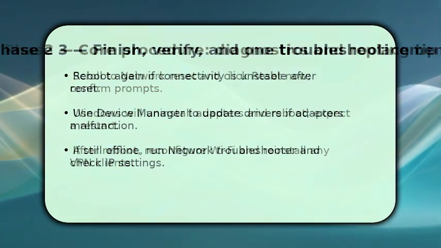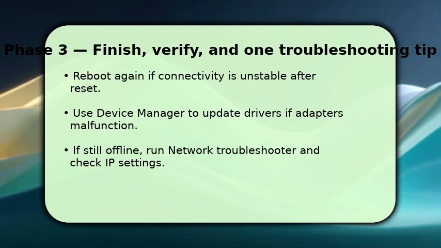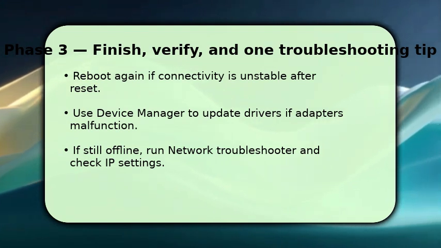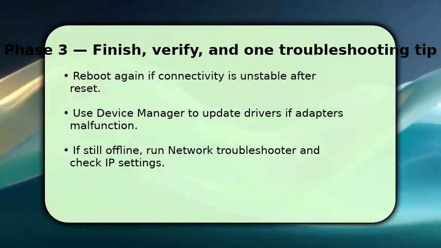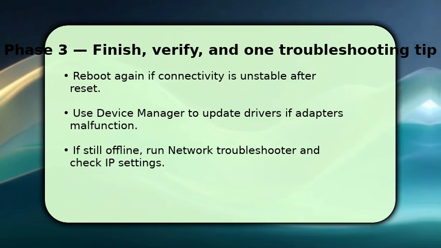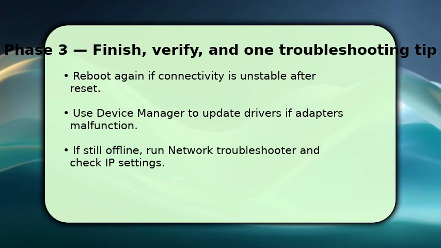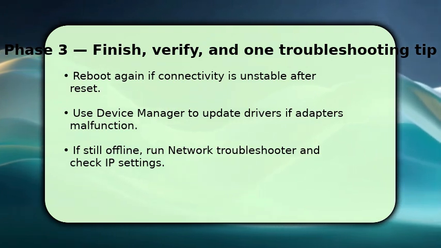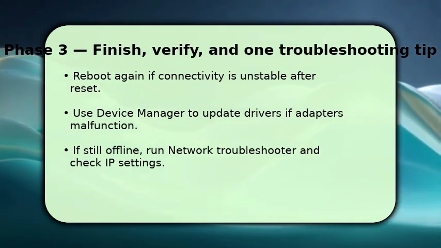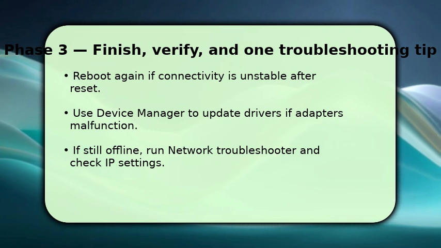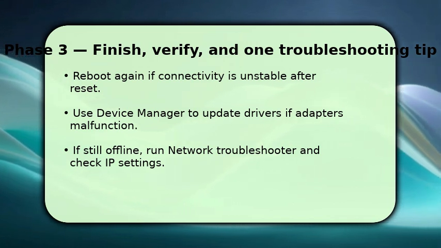After the reset and initial reconnect, verify internet access. If it's flaky, reboot one more time to clear transient issues. If adapters show errors, open Device Manager and update or roll back drivers. That fixes many driver mismatches. If you remain offline, run Windows Network Troubleshooter, which checks IP, DNS, and adapter status automatically.